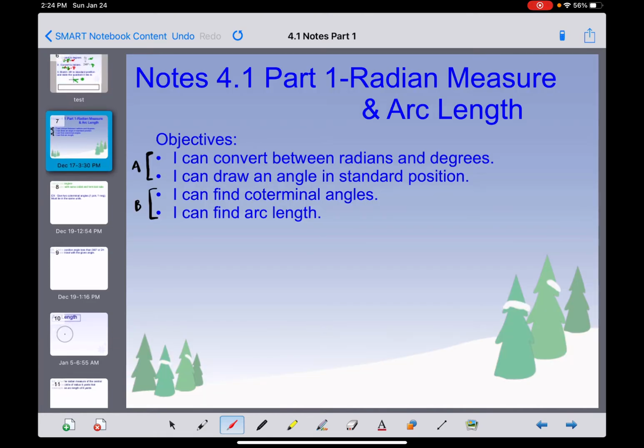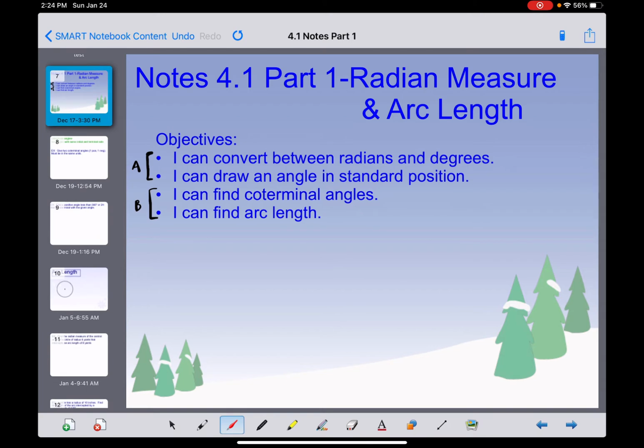Okay, so for part 1B, we're going to talk today about coterminal angles. So we're going to even use that co and terminal, talk about what that means, and then being able to find an arc length. So how do we find that as we start applying what we're doing?